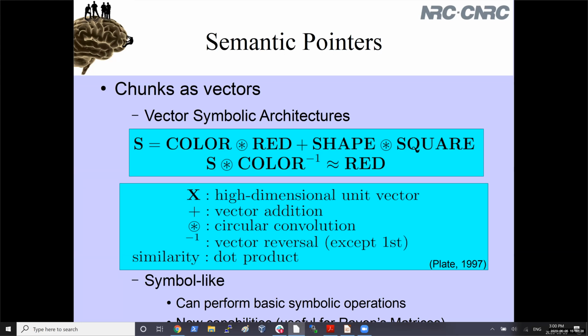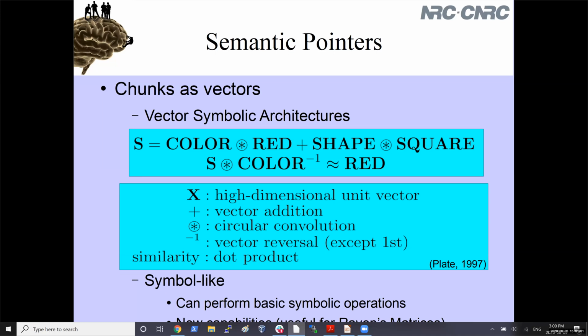So for instance, what I've got there is I want to represent a red square. I've got it in the form of slot value pairs. I've got a color slot, I've got a shape slot. I want the color to be red, I want the shape to be square. And if you do that math, the idea is you would get a new vector S, and that new vector S is going to represent a red square. And then in order to show that it represents a red square, you need to be able to do some math on it to go and extract out, okay, what color is this?